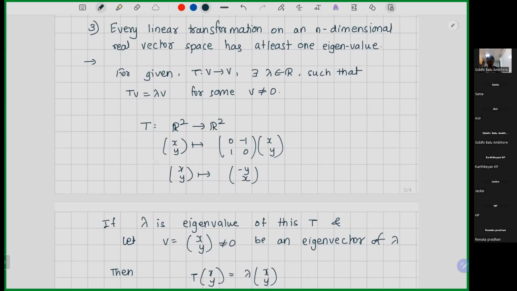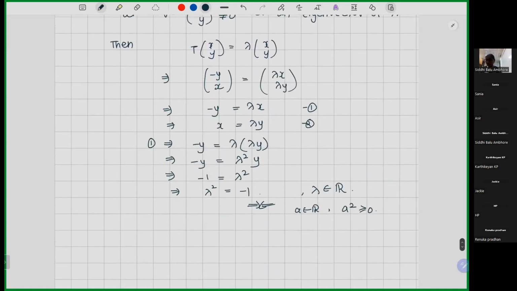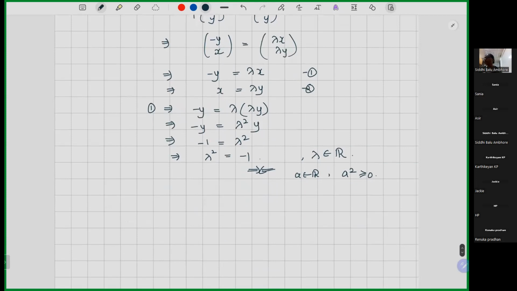Okay. But here it was not asked whether it is a real eigenvalue. The eigenvalue can be complex also, if complex is asked. But if the vector space is a real vector space, then we will look at the eigenvalues in the set of reals only. Okay, so I hope this is clear now.